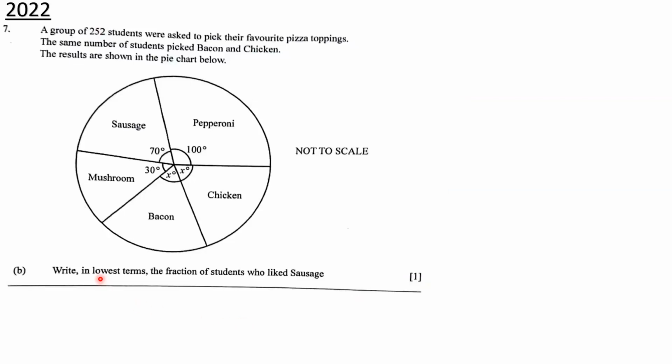Question B. Write in lowest terms the fraction of students who like sausage. Sausage is right here. We know that it's going to be 70 degrees out of a total of 360 degrees. So the fraction of students who like sausage is going to be 70 over 360, and we want it in lowest terms. So what number can go into 70 and 360 without leaving a remainder? It's going to be 10. So 70 divided by 10 is 7, and 360 divided by 10 is 36. And so the answer is 7 over 36. And that is the fraction of students who like sausage in lowest terms.